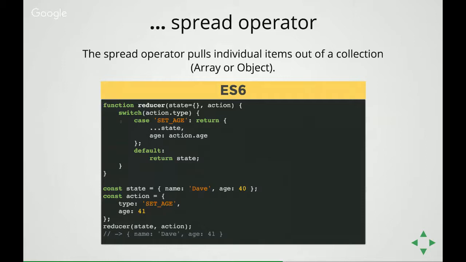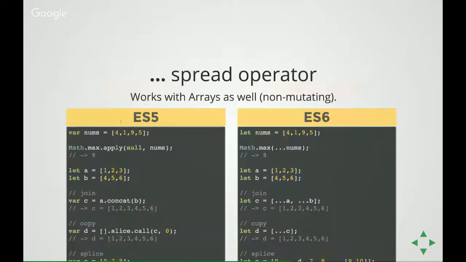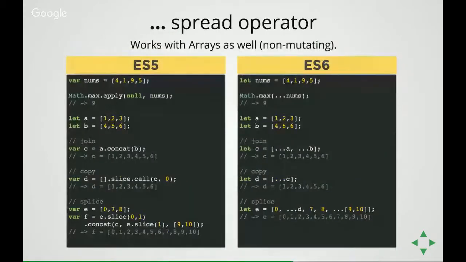Does that make sense? So the spread will work with objects and arrays, and I have an example with arrays as well. It doesn't matter how many properties state has. As long as they're enumerable, it'll pull them out of the top level. It's not going to descend into nested objects and their properties, just the top level. So you can kind of think of it as a shallow copy, what we were doing before.